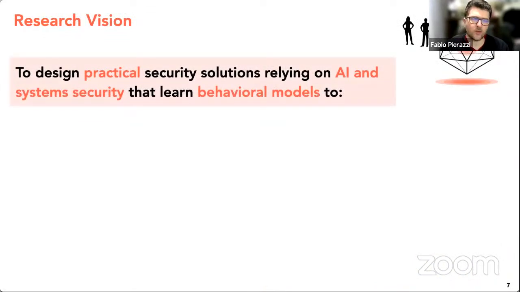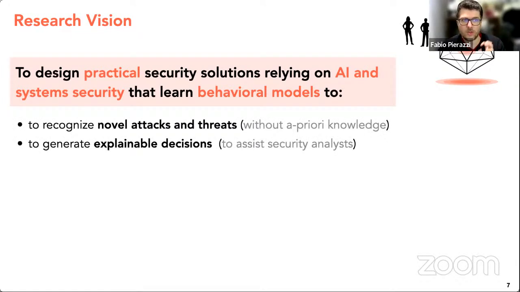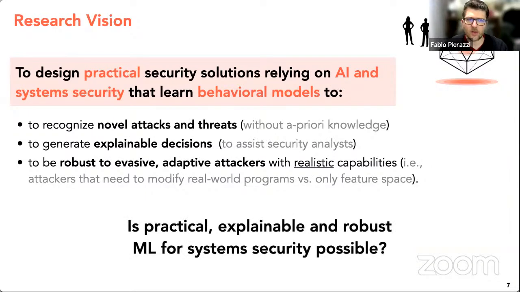Before going into the talk, I want to introduce a bit my research vision, to contextualize where I'm coming from and where I'm headed to. My main objective is to design practical security solutions that explore the intersection of AI and machine learning to learn behavioral models that can recognize novel attacks and threats, generate decisions that can really assist human security analysts, and take into consideration attackers with realistic capabilities, which in the context of malware means the ability to modify real-world programs instead of just relying on the feature space. So you could summarize this as: is practical, explainable, and robust machine learning for system security possible?